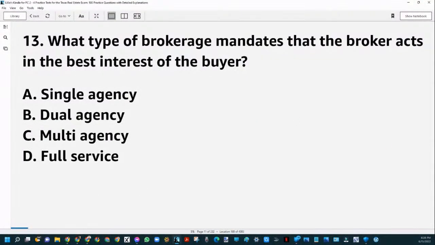All right, number 13. What type of brokerage mandates that the broker acts in the best interest of the buyer? A, single agency. B, dual agency. C, multiple agency. Or D, full service.